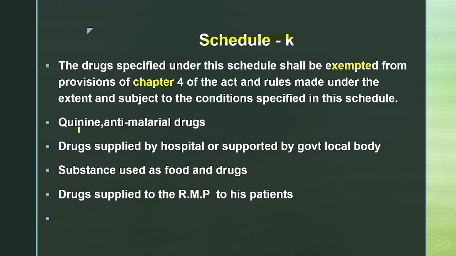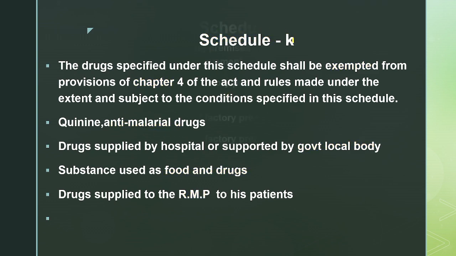What are those drugs? The drugs under Schedule K are quinine and anti-malarial drugs, and other drugs supplied by hospitals maintained by the government or local bodies. Some substances mostly used as food and drugs, and drugs supplied by RMPs to their patients. Okay, these are the drugs to be listed under Schedule K.